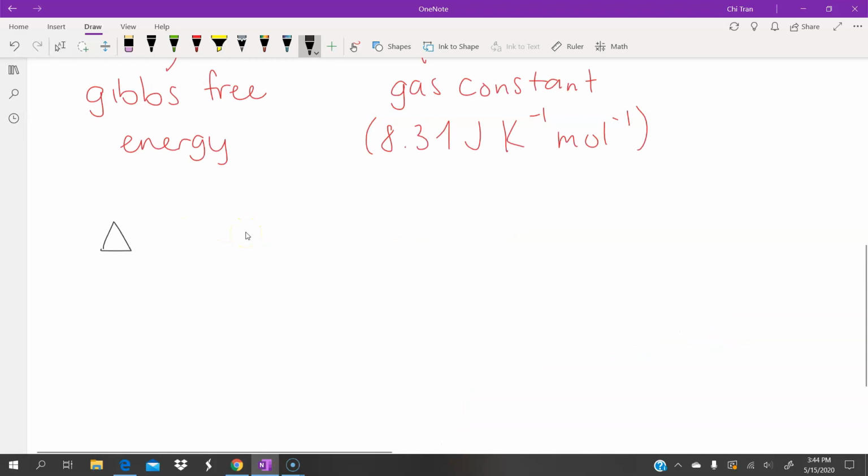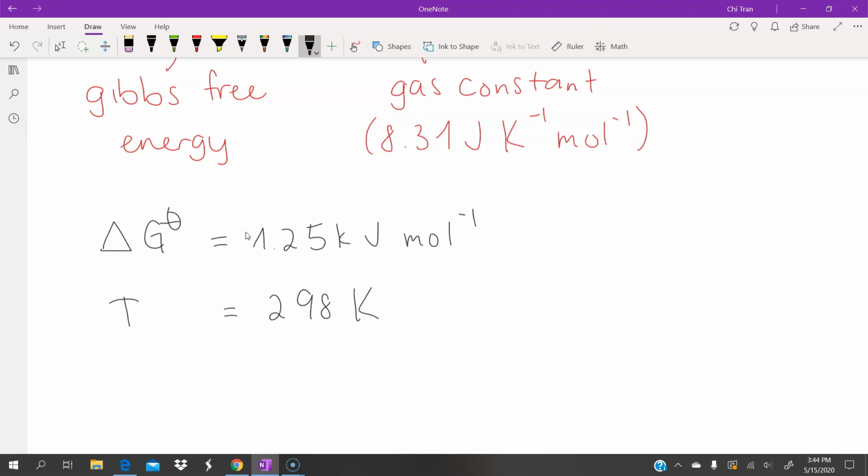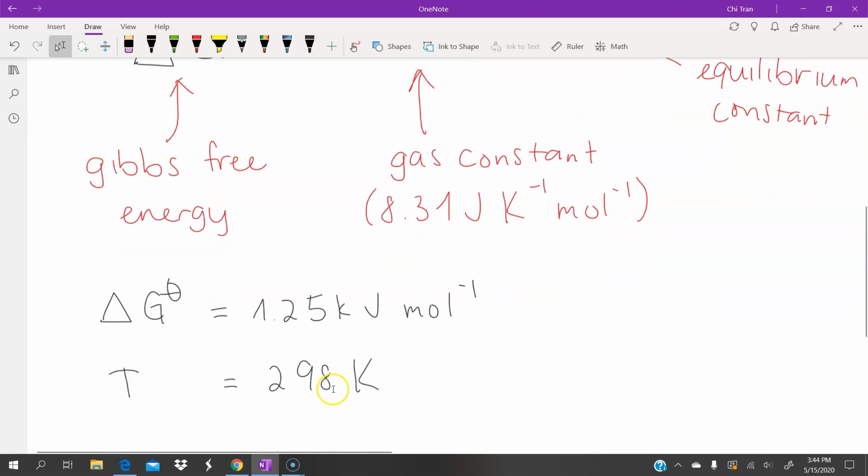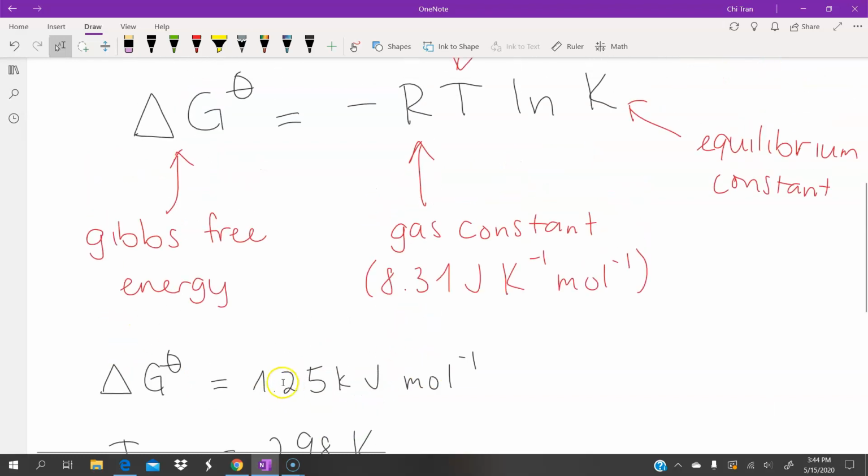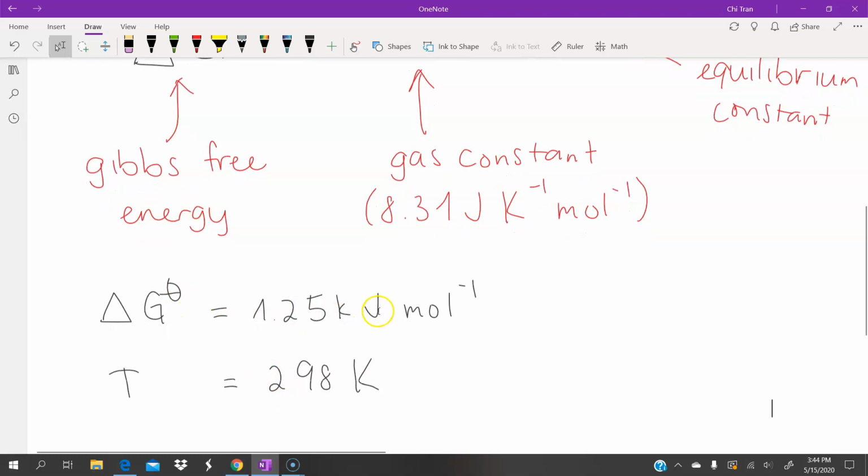So let's write down what we know. Our Gibbs free energy is 1.25 kilojoules per mole, as well as our temperature is 298 kelvins. So we don't need to change our temperature values because it's already in the units that we want. But you can see how our Gibbs free energy is in kilojoules, whereas our gas constant is in joules. So we need to either convert the gas constant to kilojoules or the Gibbs free energy to joules. So in this example, I'm going to convert our Gibbs free energy to joules.